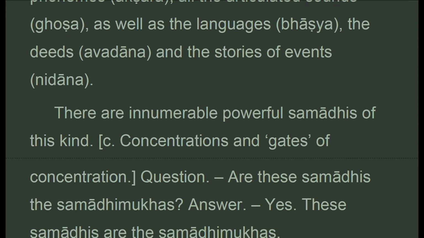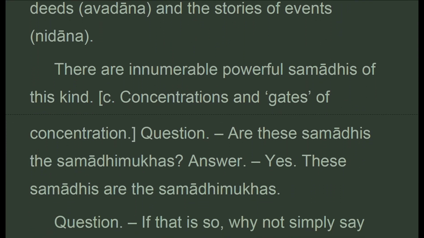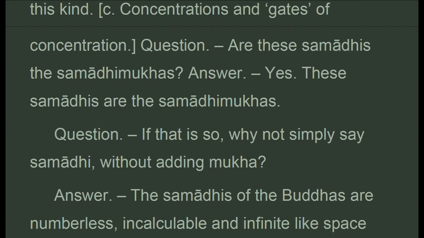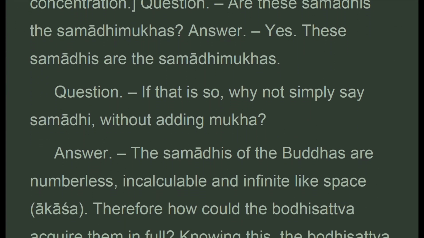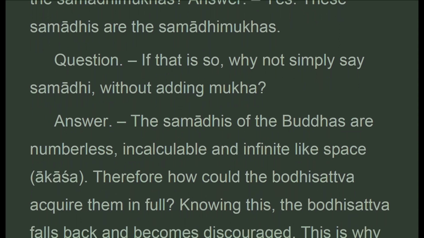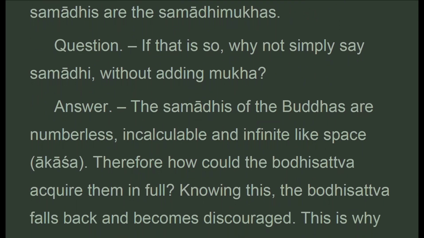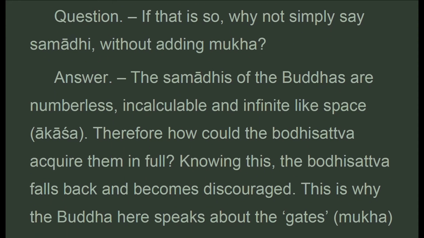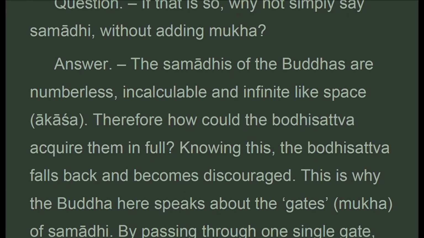C. Concentrations and gates of concentration. Question. Are these samadhis the samadhi mukhas? Answer. Yes. These samadhis are the samadhi mukhas. Question. If that is so, why not simply say samadhi, without adding mukha? Answer. The samadhis of the Buddhas are numberless, incalculable and infinite like space.